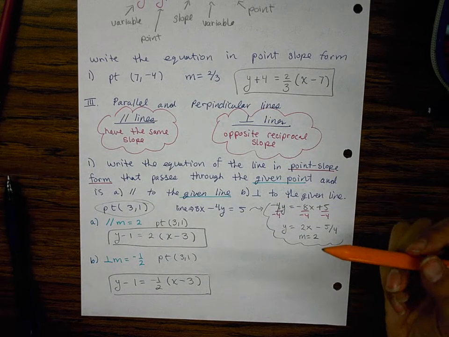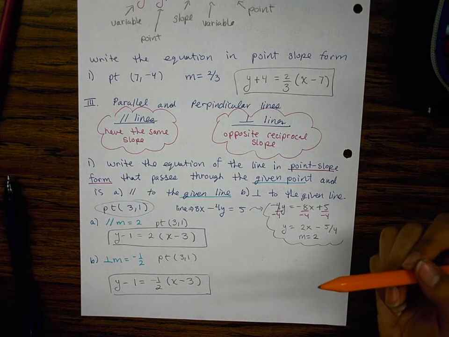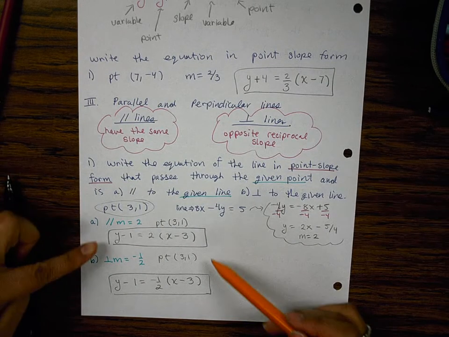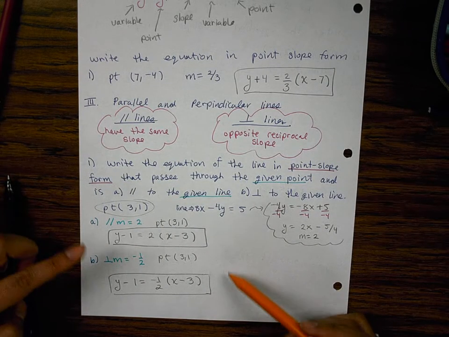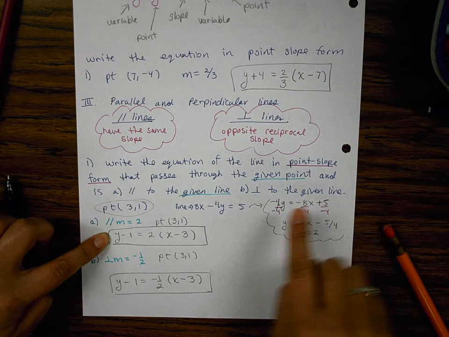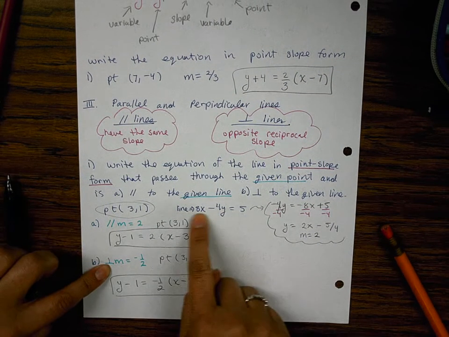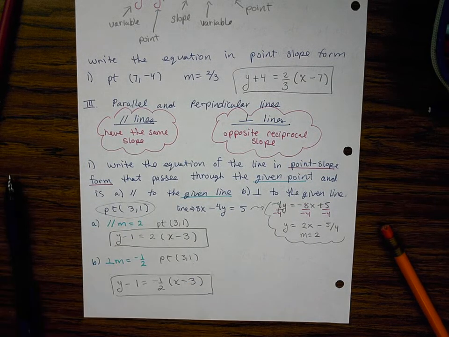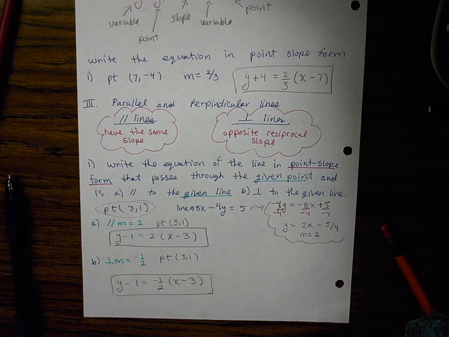Now, this is how I want you to do it when you're working on your classwork. On the test, it's up to you if you want to put it into y equals mx plus b form, but it's easier if you just leave it like this. All right, this one's parallel to the original, this one's perpendicular to the original, and they both go through the point (3, 1). All right, that's it for this lesson.